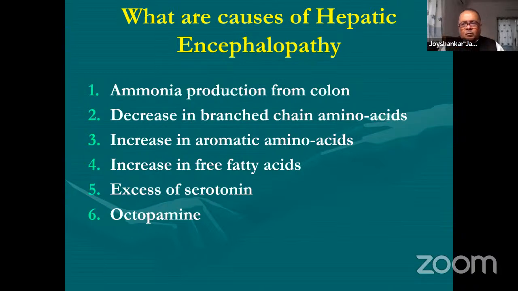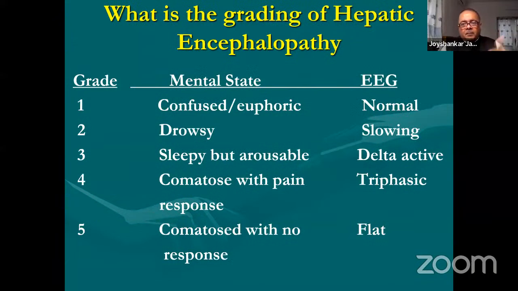So these are just 5 points you can immediately say. Immediately the examiner will go to the next question that is commonly asked: what are the grades of hepatic encephalopathy? So you can see right from grade 1 to grade 5. Grade 1 is mentally confused and euphoric, EEG is normal. Whereas in grade 5, it is comatose with no response and EEG is flat. So this is the way you grade the hepatic encephalopathy patients.